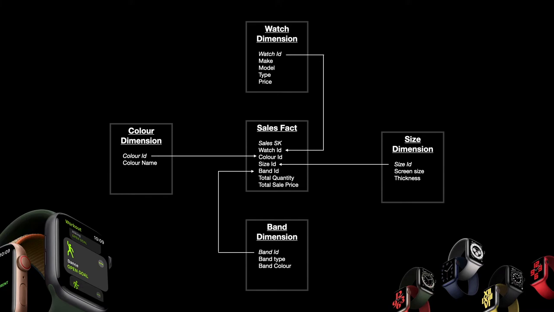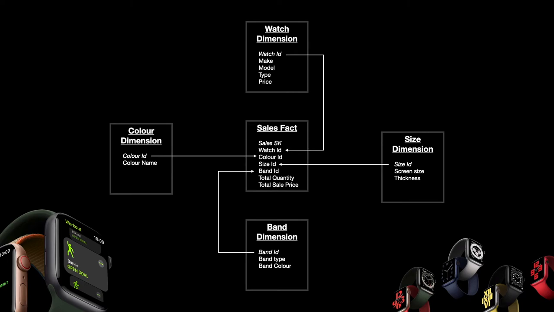We have a watch dimension at the top. This watch dimension has its make, model, type, and price. And we have color dimension to the left. This has color ID and the color name. We have size dimension to the right, which has size ID, screen size, and thickness. And at the bottom, we have band dimension, which has band ID, band type, and band color. If you observe, each of the IDs from the dimensions are present in the fact. This is a typical example of star schema.